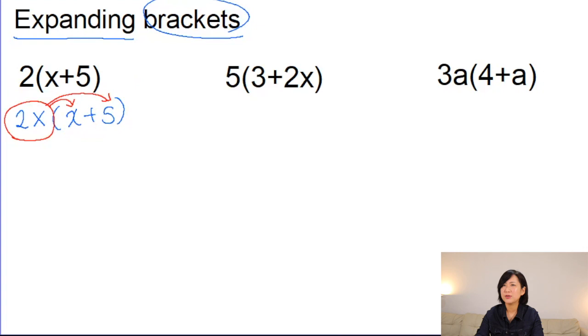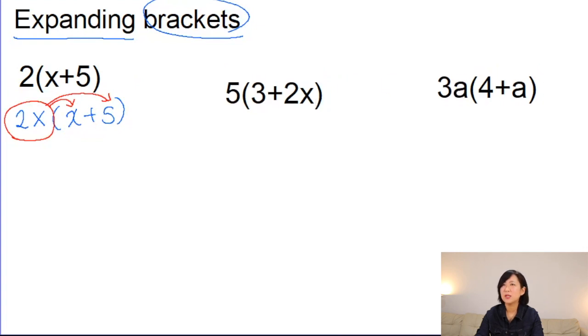That means you double the x, and at the same time, you double the y. What we can do is double everything inside the bracket. So 2 times x is 2x, plus 2 times 5. That's expanding the bracket, so you don't see any brackets. Then let's move on to the next one.